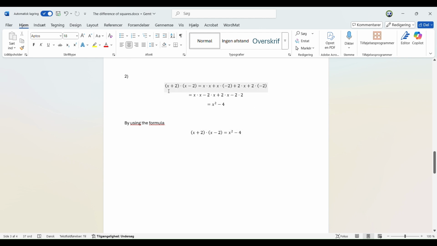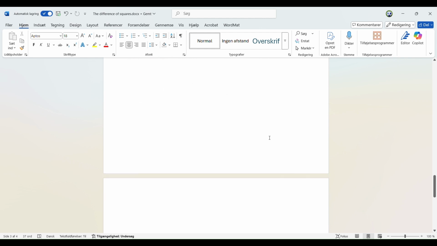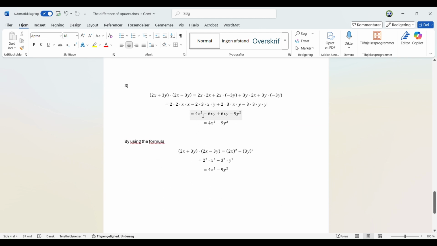That was an example with both letters and numbers. Let's have a look at the third example. This time we've got terms with both numbers and letters. So 2 times x plus 3 times y in the first parenthesis, and in the second it's 2 times x minus 3 times y. And we just do the same once again.